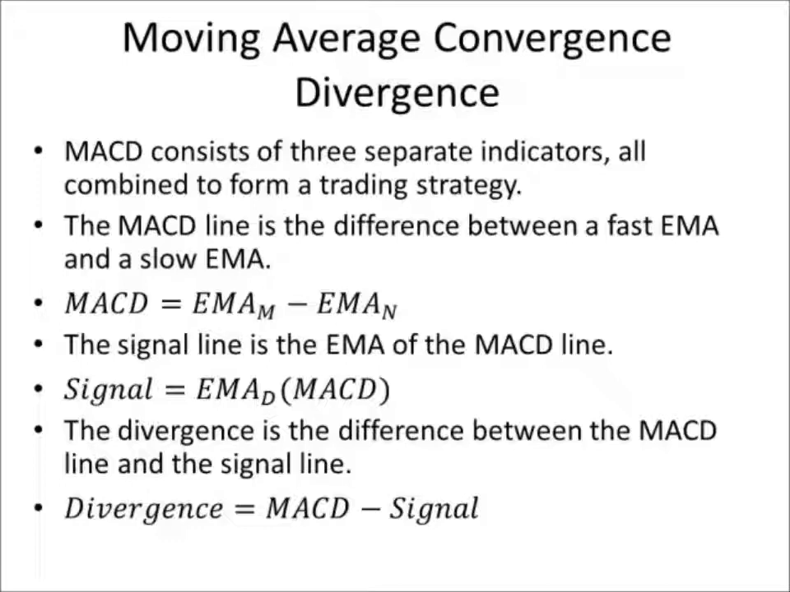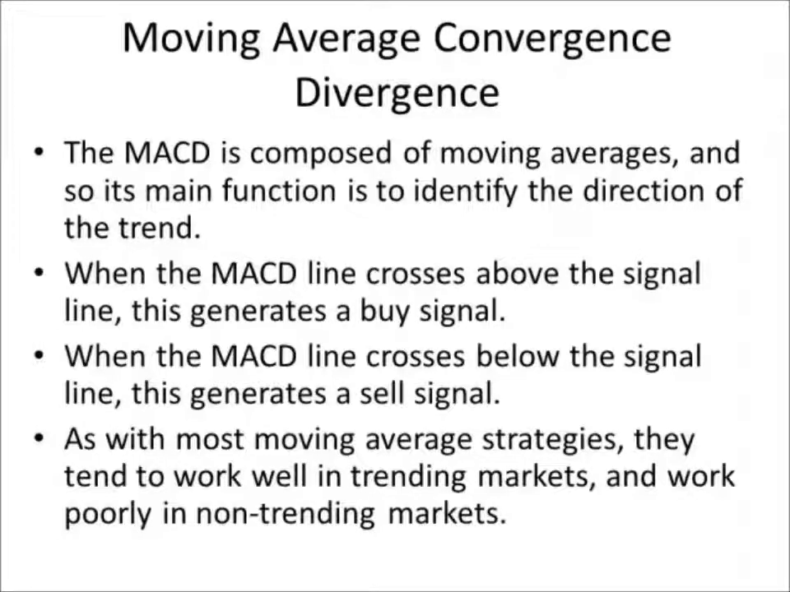Now again, this may seem a little bit overwhelming because we have 3 different equations here, and we have lots of EMAs, but if we just go through it step by step, we can see that it's actually not that complicated. We start with a fast moving average and a slow moving average. We use that to calculate the MACD line. Once we have the MACD line, we take an EMA off that MACD line to get the signal line. And then the divergence will just be the MACD minus that signal. Moving average convergence divergence.